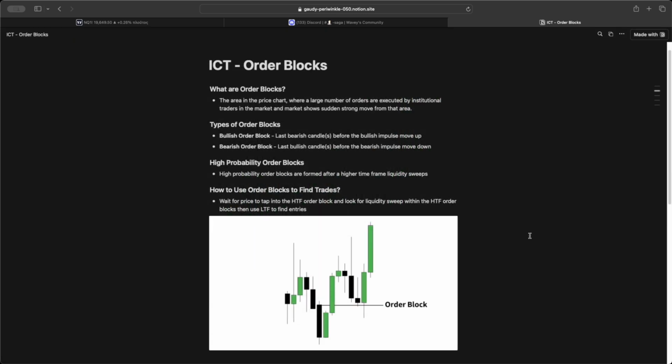There are two different types of order blocks. The first one is the bullish order block, which is the last bearish candle or candles before the impulse bullish move up. It can be just one candle, or two candles, three candles, four candles, right? And a bearish order block is the last bullish candle or candles before the bearish impulse move down.